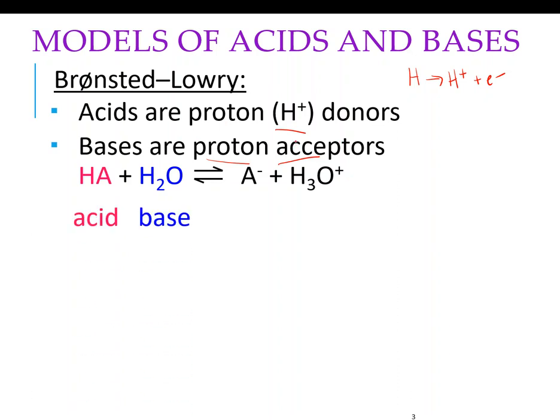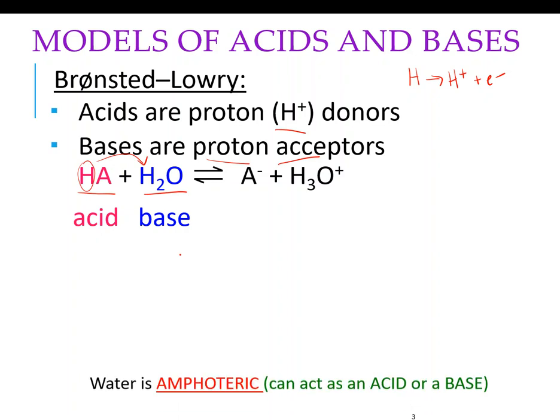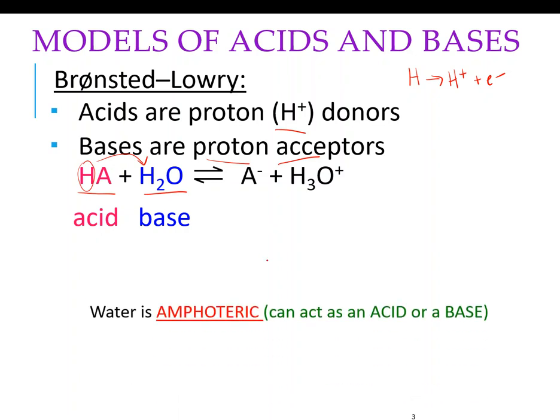The way we set this up, we have our generalized acid, HA. In this case, the water acts as a base because it's the one that accepts the hydrogen. The hydrogen comes over here. Water is a species that can act as an acid or base under the Bronsted-Lowry definition. It can accept a proton, and it can donate a proton. So we say that's amphoteric, a species capable of accepting an H and also donating an H.